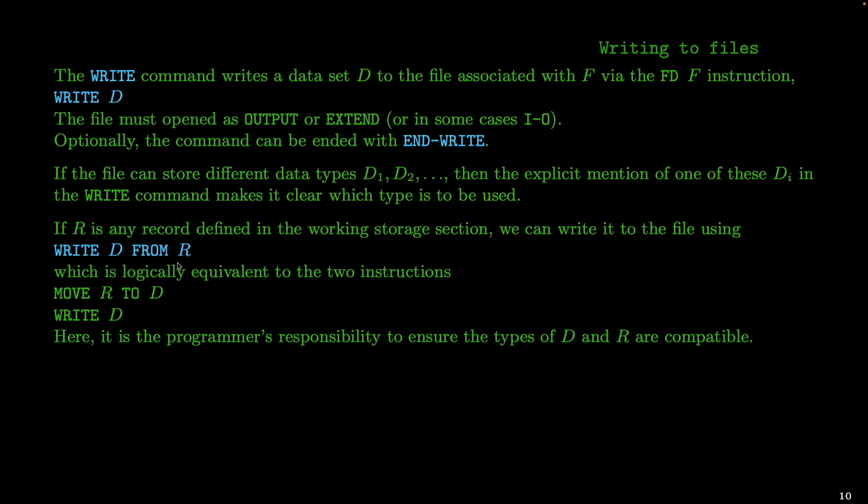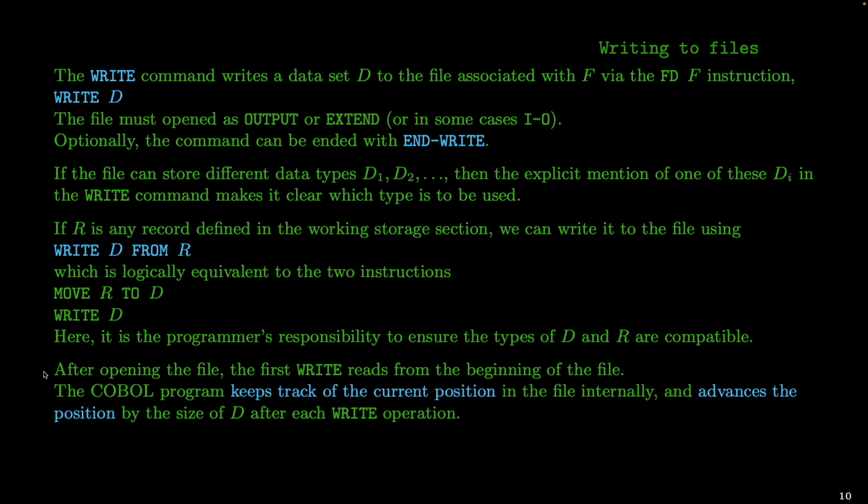And now, of course, if R is defined in the working storage section and not necessarily identically defined to D, then it will be the programmer's responsibility to ensure that the types of D and R are compatible so that this move makes sense. As I said before, once we open the file, the position in the file will be the beginning of the file. So what happens here is that COBOL keeps track of the current position in the file internally. So this is not transparent to the programmer, but the compiler takes care of that.